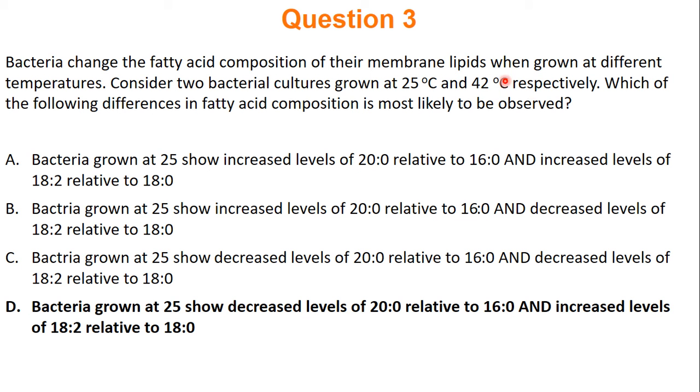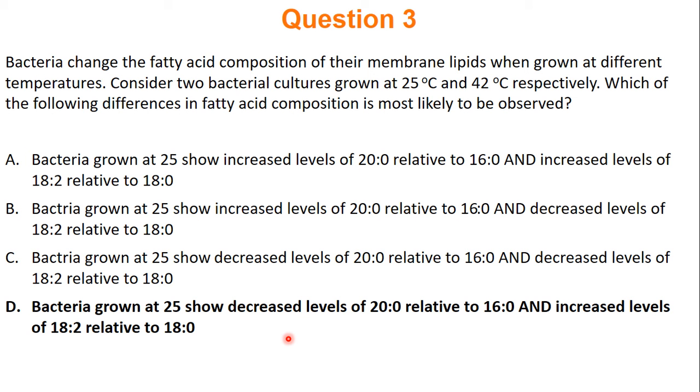So if you compare the 25 to 42, the 25 will have lower levels of this 20-0 and 16-0, but it will have higher levels of 18-2 to 18. So the idea is if you're colder, you want your lipids to not be as saturated, because if all your lipids are saturated at cold temperatures, your membrane will turn to a solid, and you're trying to get a balance of your membrane where you're a little bit like a liquid but a little bit like a solid.